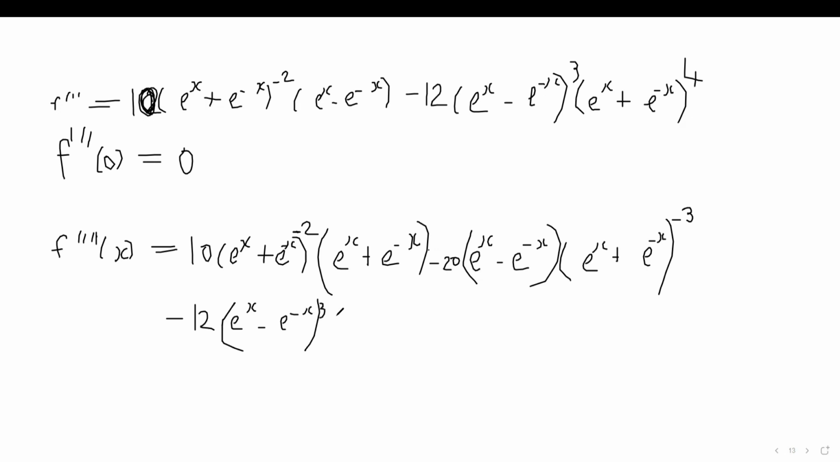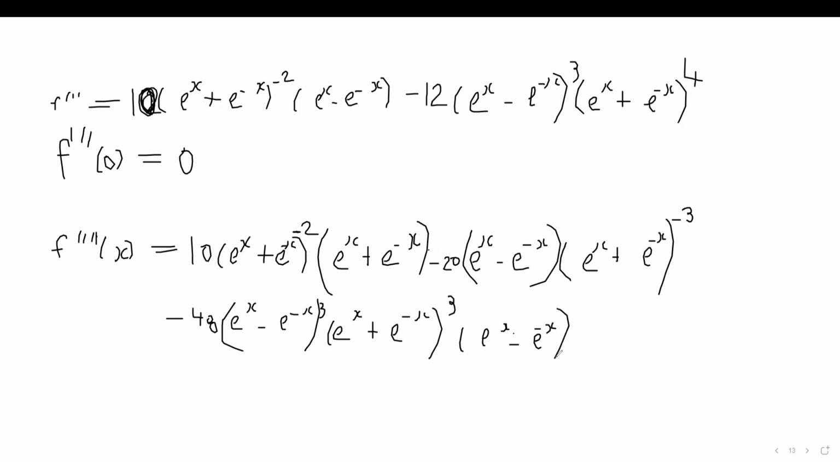Keep the first times the derivative of the second. Bring down the 4, that would become 48. Keep the first, differentiate the second. That's going to become e to the x plus e to the minus x, raised to the third power, multiplied by the derivative inside the bracket of e to the x minus e to the minus x.